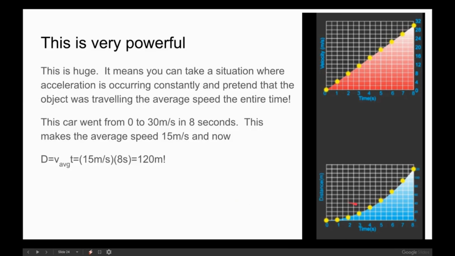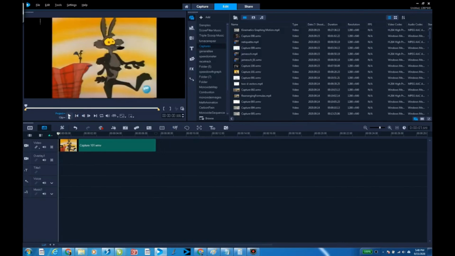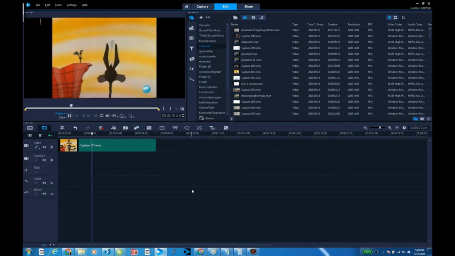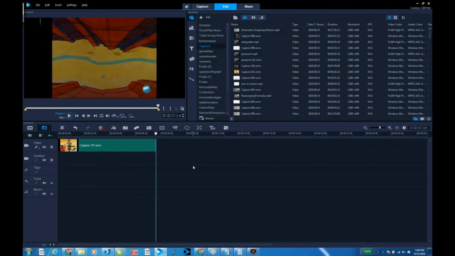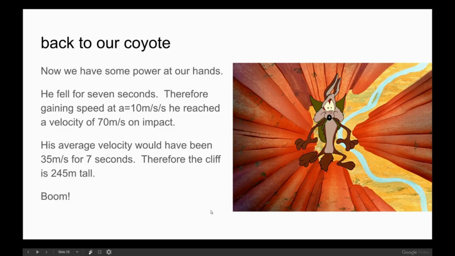So this graph here, you could just tilt it and run it horizontal and you'd have the same result. Seven seconds. Wiley Coyote fell for 7 seconds. Now we got some power. Now we can estimate. Now we can start world domination.